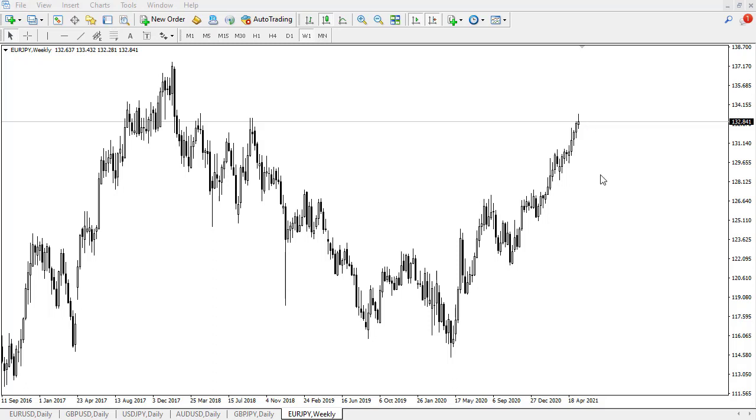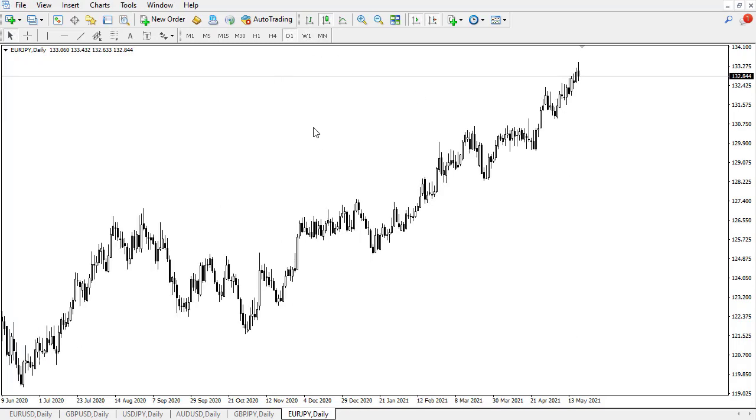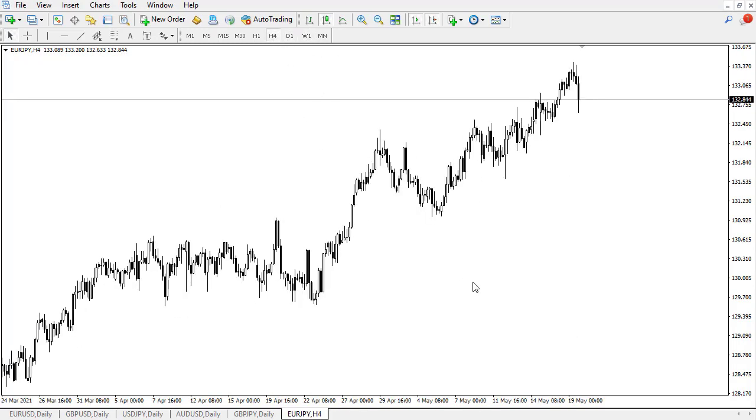If the trend line gets broken, we fail here and we break down through some support, then the trend changes and you start to look in the other direction. So this is the weekly trend. This is the daily trend. We already looked at this. This is the 4-hour trend.